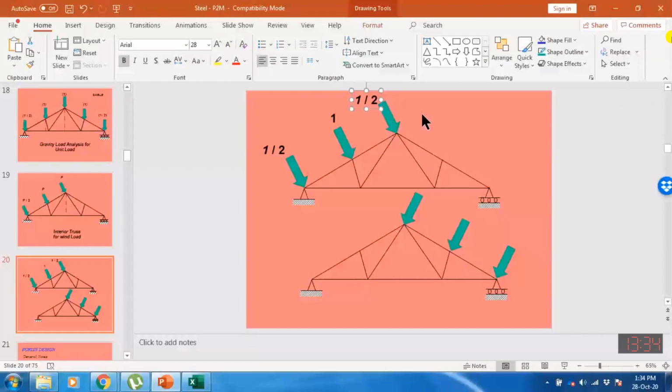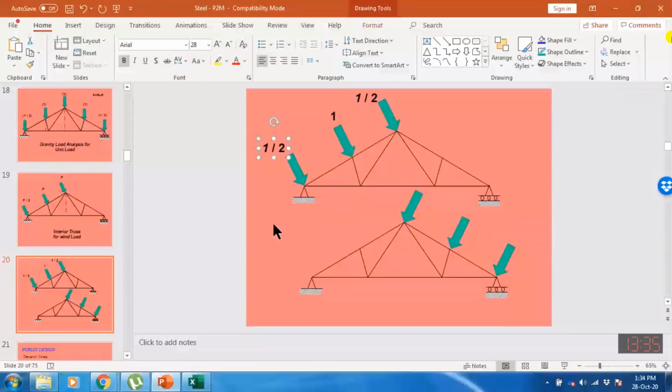Similarly, you will perform the wind load analysis by considering that the wind is blowing from the right side. That you may refer to as the windward side or the leeward side.